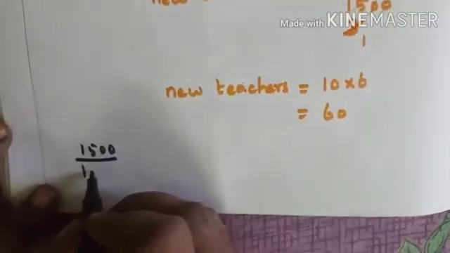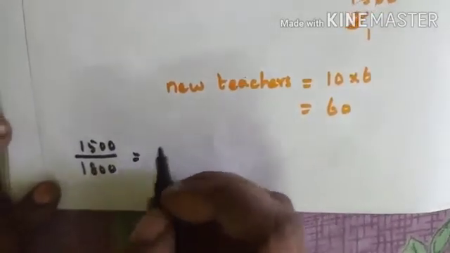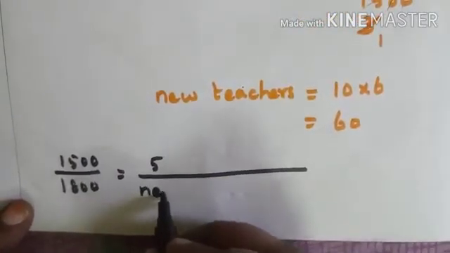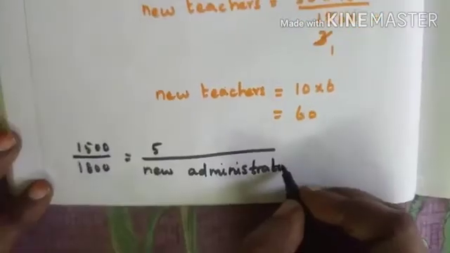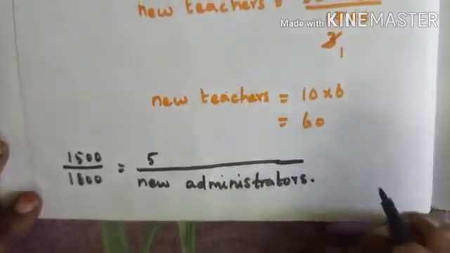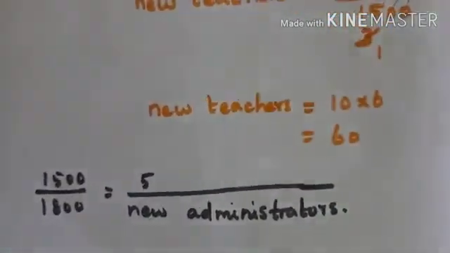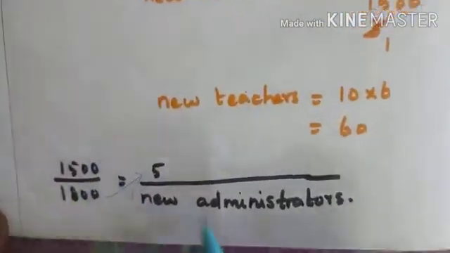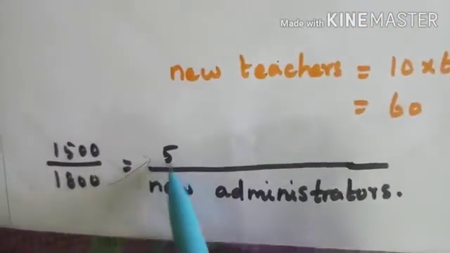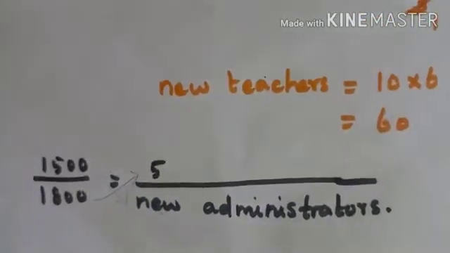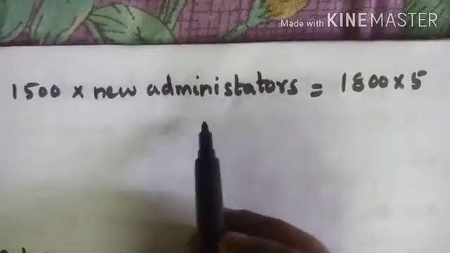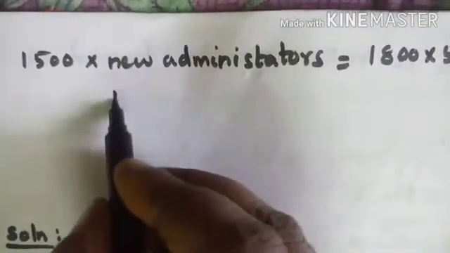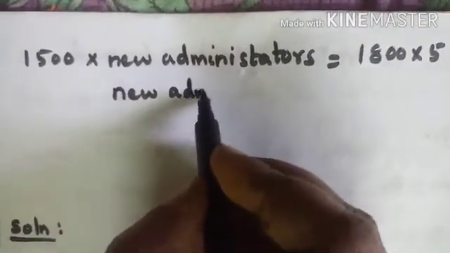1500 by 1800 equal to 5 by new administrators. So here also we are going to cross multiply. So here 1500 into new administrators equal to 5 into 1800. 1500 into new administrators equal to 1800 into 5. Now we need new administrators.